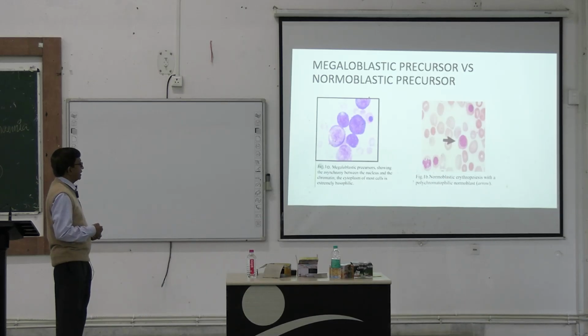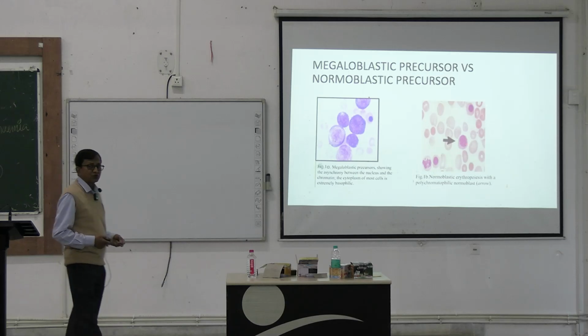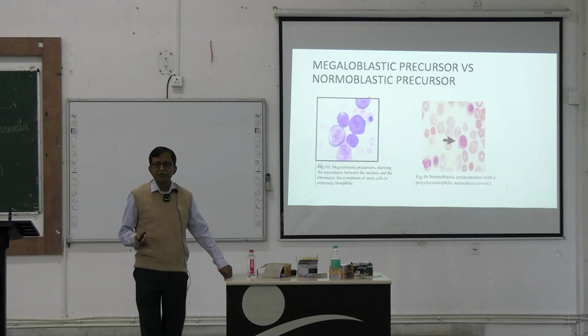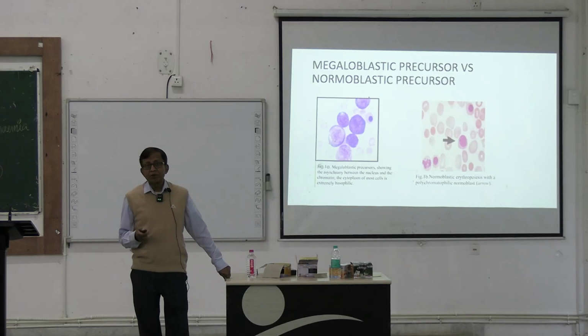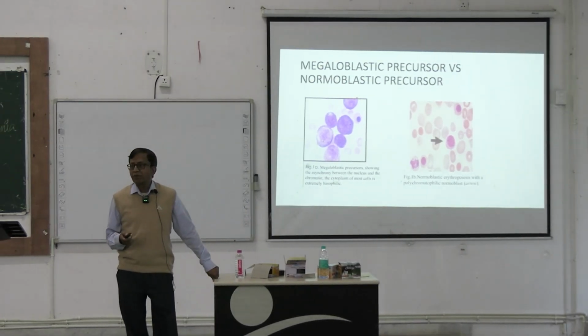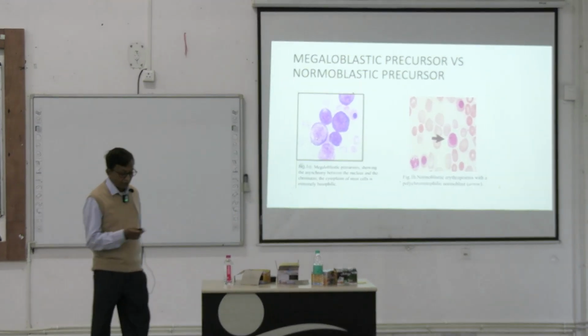The pale area here. And this is completely different. So, by doing bone marrow examination by an expert, you can diagnose, probably you can suspect that the patient is suffering from macrocytic anemia.